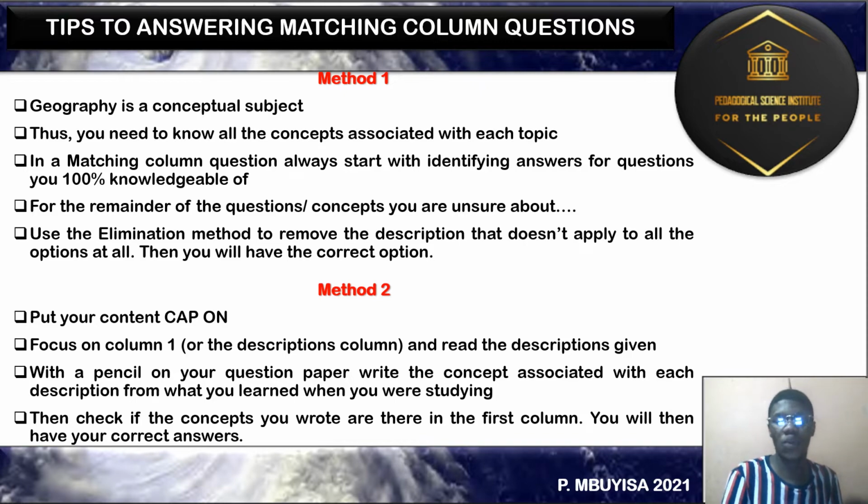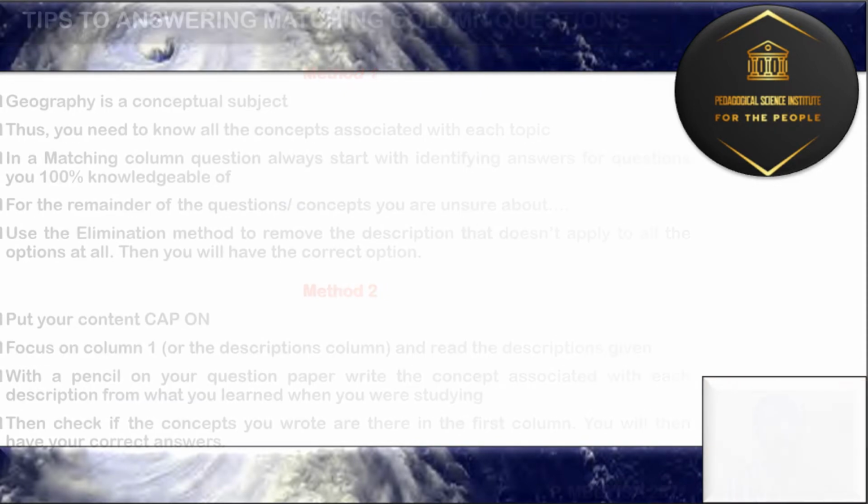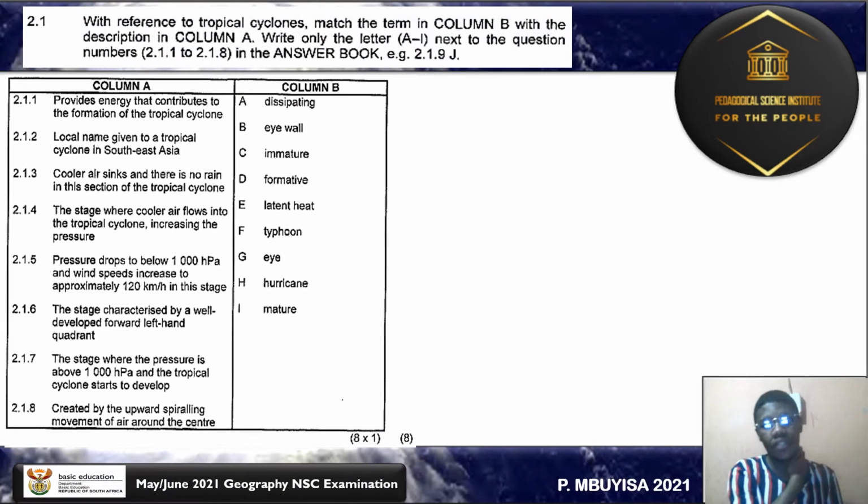So let's look at the questions. Okay, it says 2.1. With reference to tropical cyclones, match the term in column B with the description in column A. Now it says write only the letter A to I next to the question numbers 2.1.1 to 2.1.8 in the answer book. An example is they've written the 2.1.9, it's J.